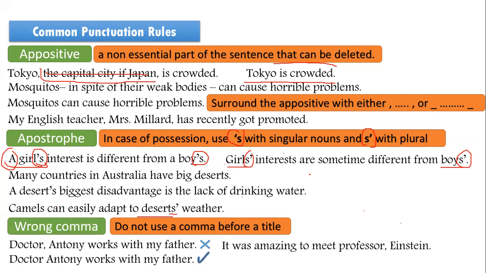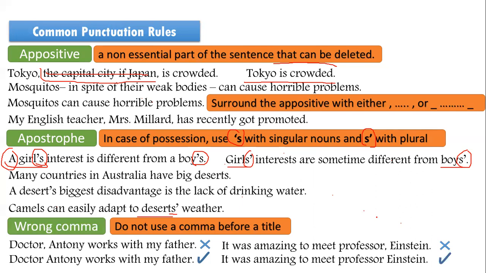How about this one? It was amazing to meet Professor, Einstein. I have never met him, of course, but I feel great. Is it correctly used now? Oh, no. Good. Professor Einstein, we do not need to separate the title from the name. That's how it should be. It was amazing to meet Professor Einstein without any commas.